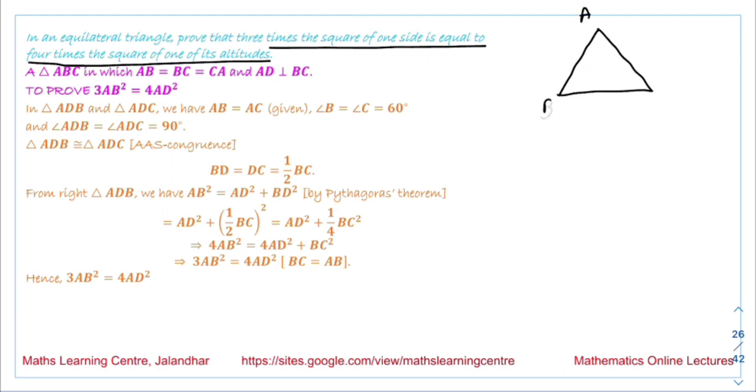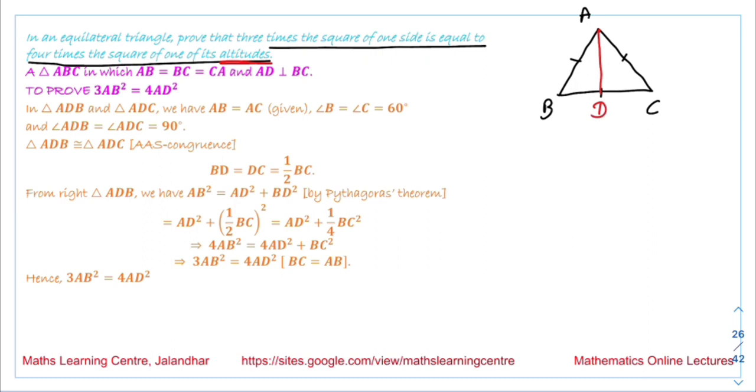This is triangle ABC. This is an equilateral triangle, meaning all these sides are equal, and all the angles measure 60 degrees. The next thing given to us is that we have to draw an altitude. Suppose we have drawn this altitude from A, and we are saying this AD is the altitude over BC.